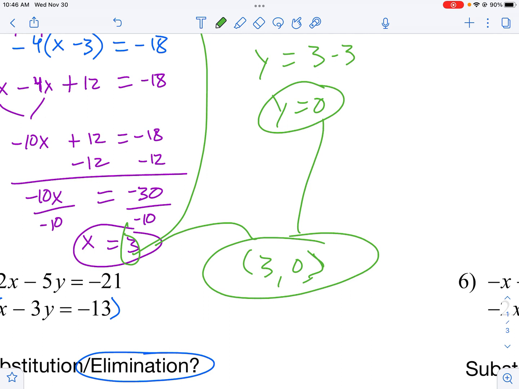So that's what's going on in this. You're just practicing solving your systems, but you have to think about what you're going to do before you do it.